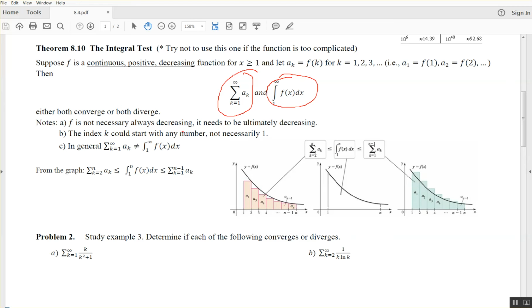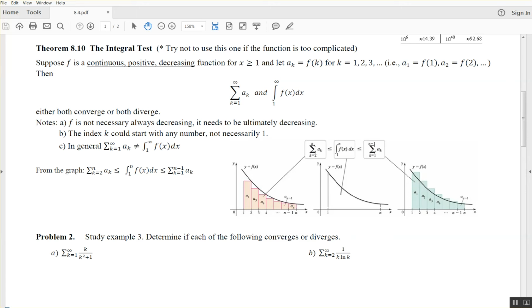We went through comment number 1. Comment number 2: the index k could start with any number, not necessarily 1. You can start with 10 or 100 or 800 and so on. It doesn't really matter; this k can start with any number. In general, do not expect this series and this integral to be equal. They're not equal.